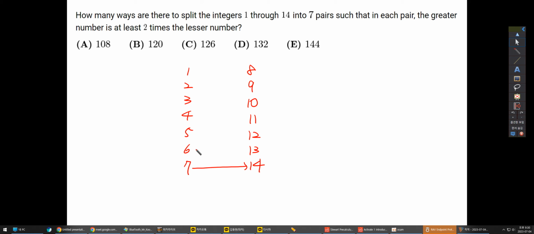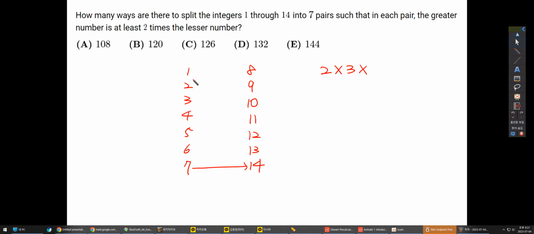But in the case of 6, there are two choices, 12 or 13. 12 and 13 are both at least 2 times greater than number 6. So the number of cases for number 6 is 2, and the choice for number 5 is 4, from 10 to 13, but because 6 selects one of them, 12 or 13, the number of choices for number 5 is 3.